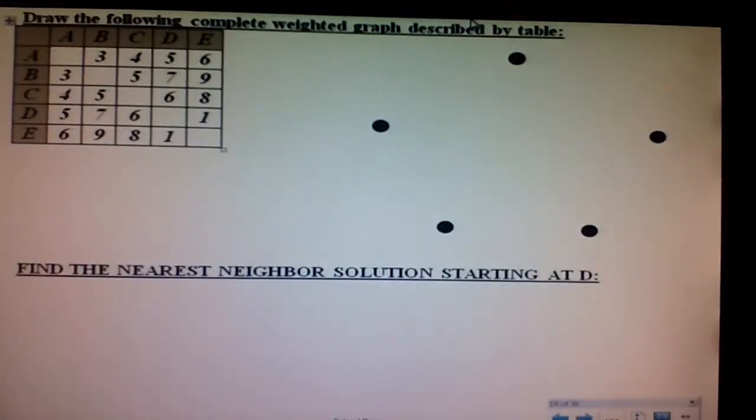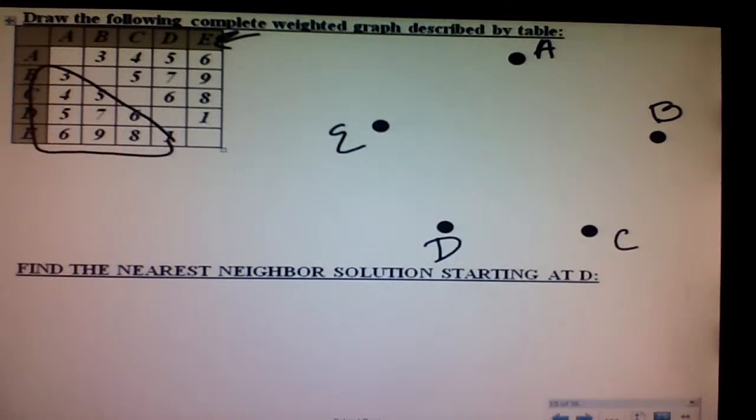Alright. So, what if I have a table and I want you to draw me a picture? How did I start this off? Why did I put 5 dots here? Because there's 5 letters. So the first thing you want to do is draw some dots and add your letters. Remember, there's no loop. Remember, what happens down here happens up here, so I don't have to do both. I only have to do one.